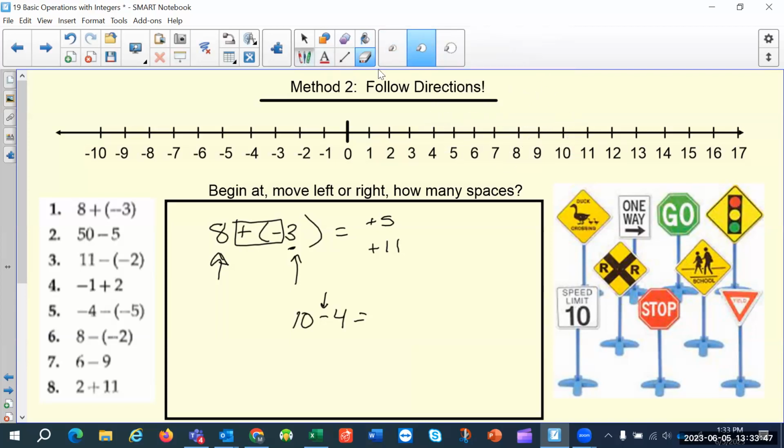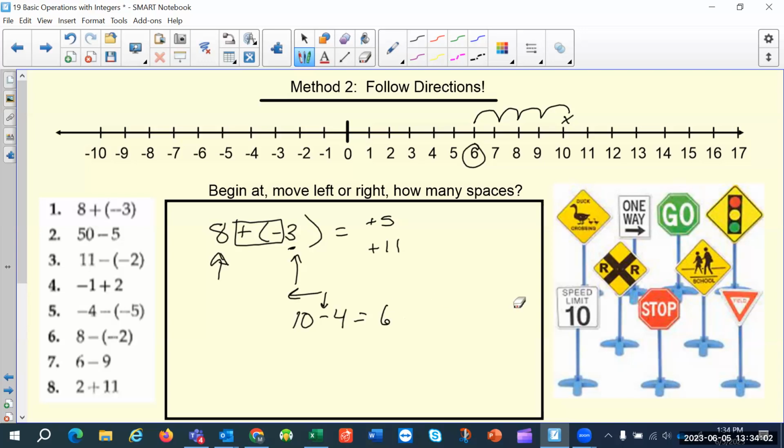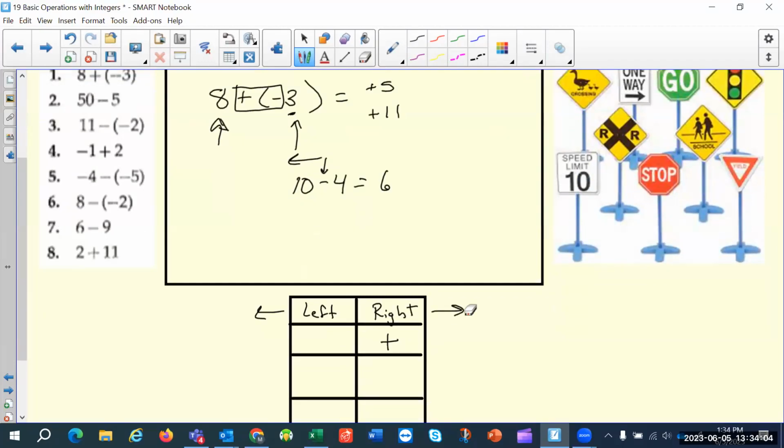You'd start right here at 10. You go minus 1, 2, 3, 4. You'd end up right there at 6. So it looks like minus tells us that we're going to go to the left on the number line. And of course, again, feel pretty confident everybody knows that. But if you just learned it, great.